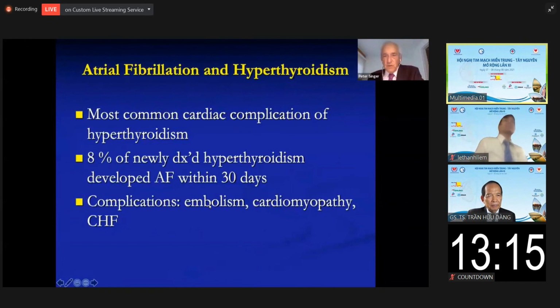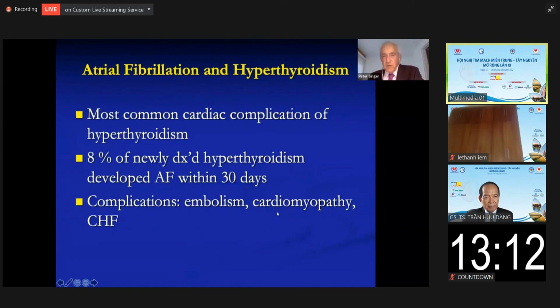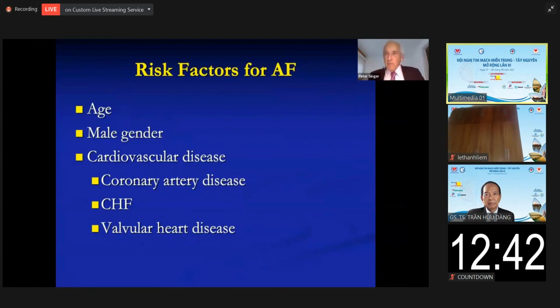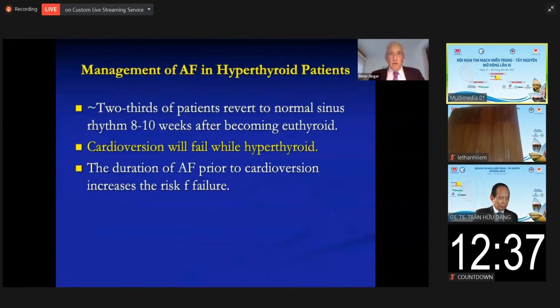And as you know, here are the complications of atrial fibrillation: embolism, CHF, and cardiomyopathy, things that all of you know as cardiologists. Well, what are the risk factors for AFib? The older you are, male gender, a history of cardiovascular disease. So those with coronary artery disease, heart failure, valvular heart disease, all are risk factors for developing atrial fibrillation in the face of having either overt hyperthyroidism or subclinical hyperthyroidism.